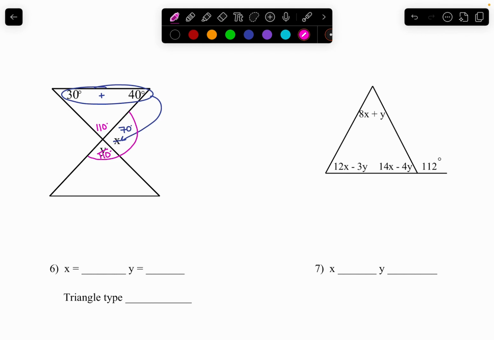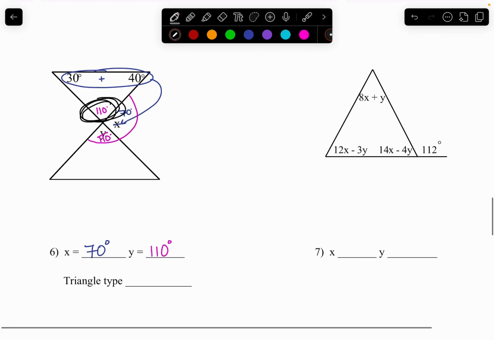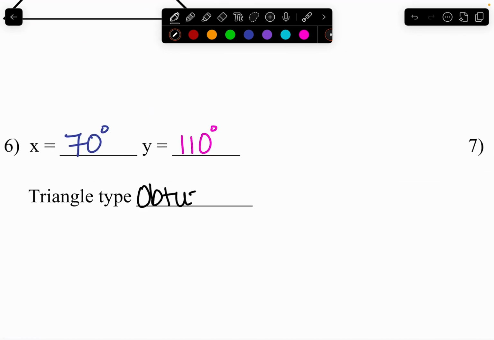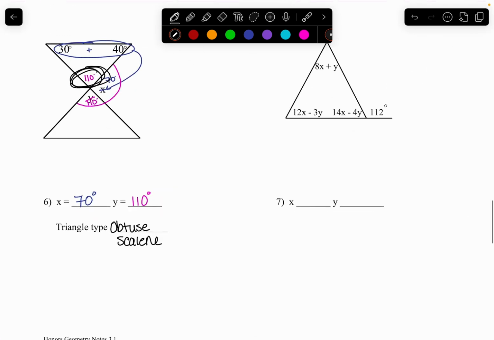Now, this one also asks for the triangle type, which is just me classifying the triangle. So angle x is 70 degrees and angle y is 110 degrees. And then my angle type, I have one angle that is greater than 90, so it's definitely obtuse. And since all three of my angles, my 30, my 40, and my 110 are all different, that means that the sides will also be different. So we have an obtuse scalene triangle. And again, you can put scalene, obtuse, it doesn't matter.